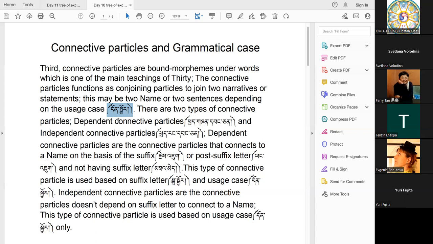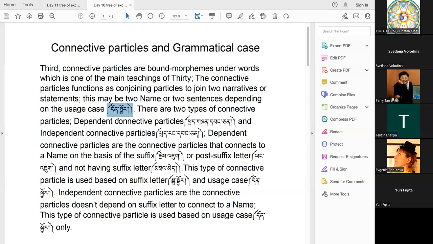So dependent connective particles are connective particles that connect to a name on the basis of the suffix letter. So it depends on the suffix letter, which is jinju, or it may depend on the post-suffix letter, which is yangju, or in some cases, it may depend on whether the word doesn't have a suffix letter, which is ta, which refers to this meaning.